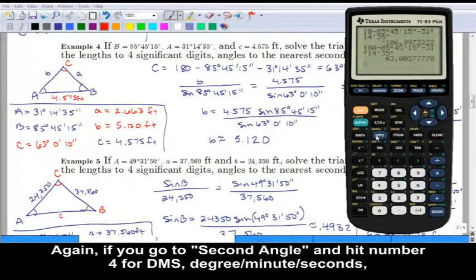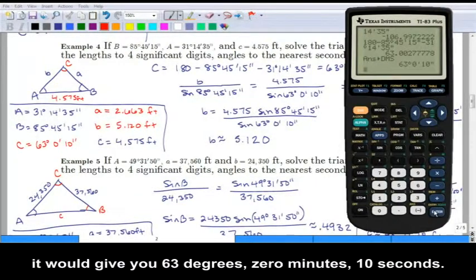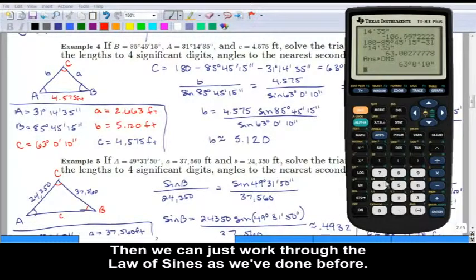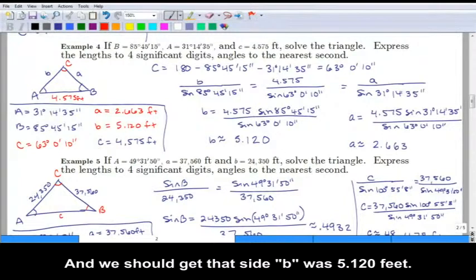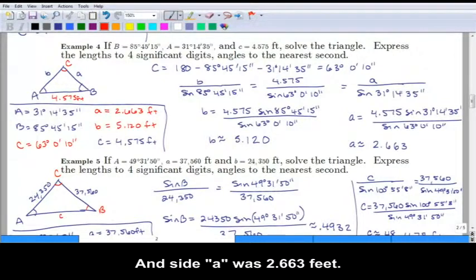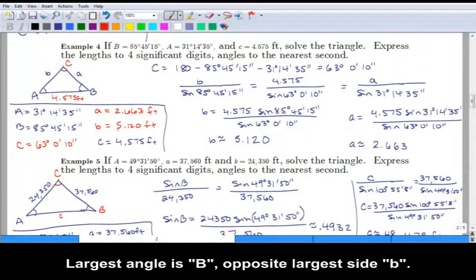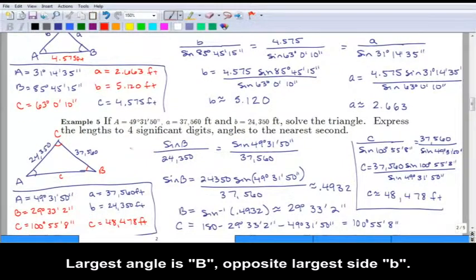63.00. Again, if you go to second angle and hit number 4 for DMS, degree, minute, seconds, it would give you 63 degrees, 0 minutes, 10 seconds. Then we can just work through the law of sines as we've done before, and we should get that side B was 5.120 feet, and side A was 2.663 feet. Again, smallest side is A, opposite smallest angle. Largest angle is B, opposite largest side B.